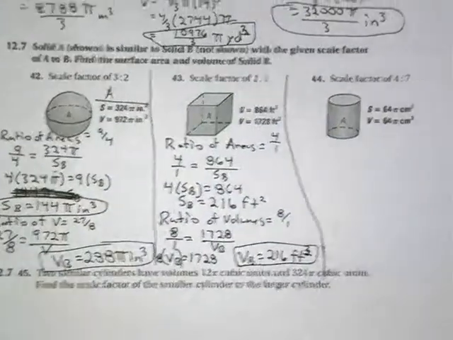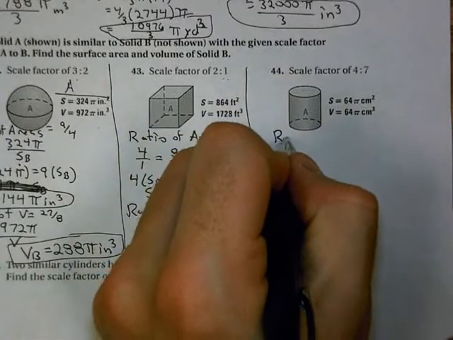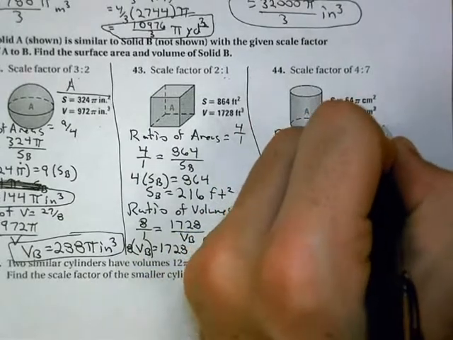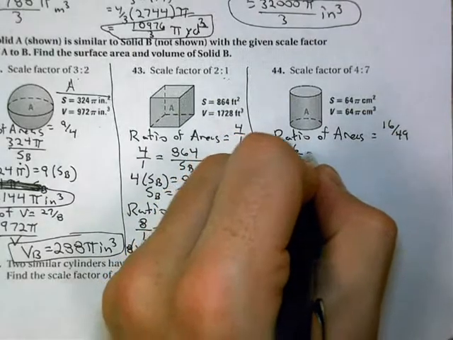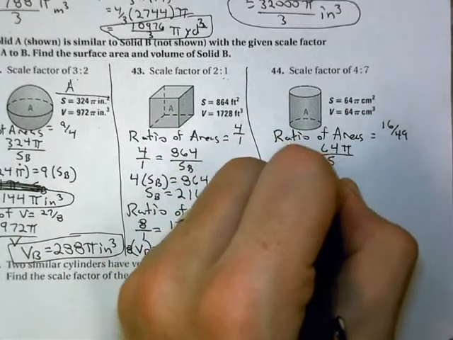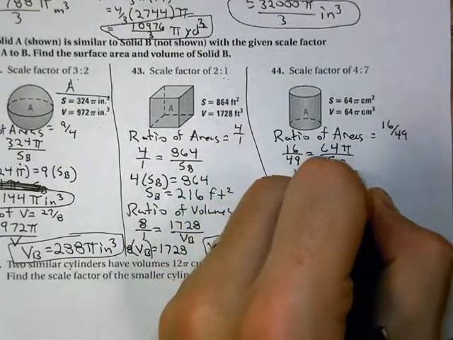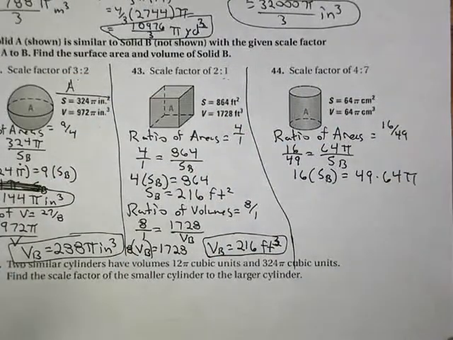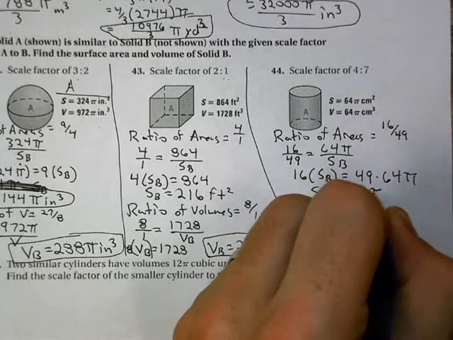Last one for this set. Scale factor is 4 to 7, so my ratio of the areas is going to be 4 squared to 7 squared. Then 16 to 49 is equal to 64 pi over the surface area of B. So 16 times the surface area of B is equal to 49 times 64 pi. I multiply 49 times 64, then divide over the 16, and I'm left with 196 pi centimeters squared.